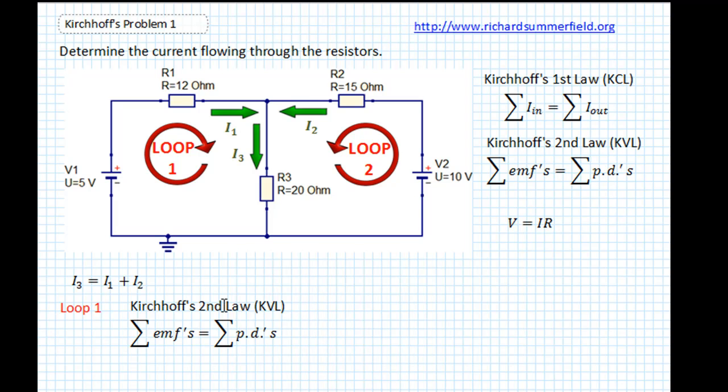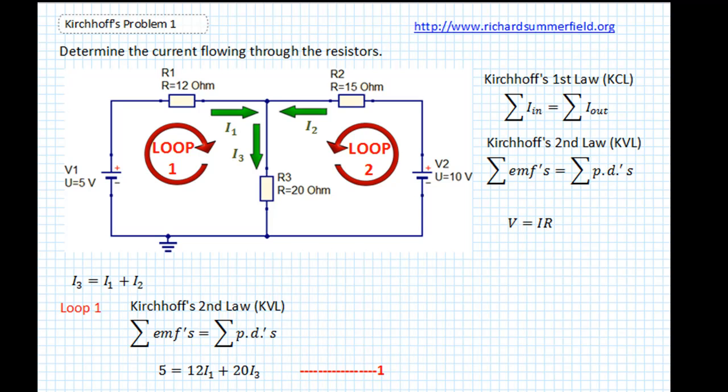So for loop 1 we're going to use Kirchhoff's second law. The sum of the EMFs equals the sum of the PDs, and we're going to substitute in the values from loop 1. So the EMF is 5 volts and the voltage drop across R1 is, you can either write it down as I1 times 12 or 12 times I1, it doesn't really matter, but we're going to do this because it will simplify it later on. So 12 is the resistance, I1 is the current, and flowing through R3 we have 20 ohms times I3, and that's our first equation for loop 1.